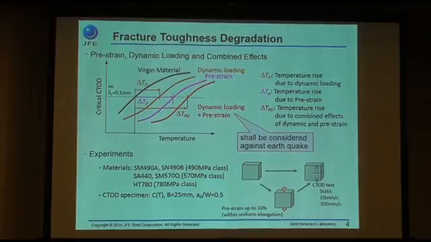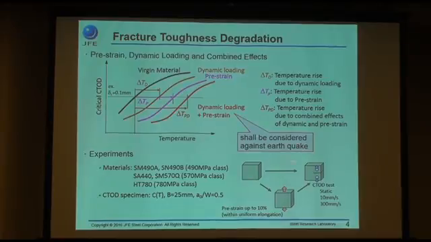Okay, this is the schematic drawing of the CTOD toughness transition curve. This is the base material. Due to the dynamic loading and also prestrain, those factors induce the toughness degradation and the transition curve moves to a higher temperature.